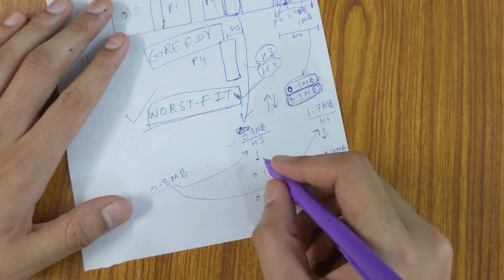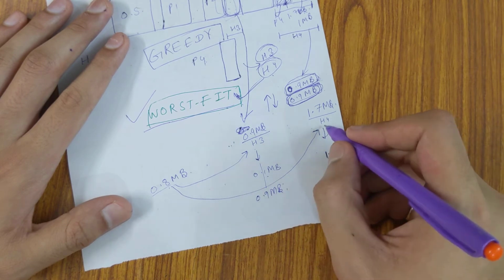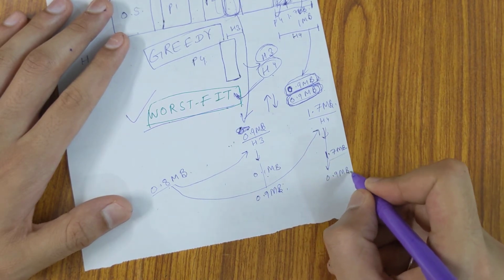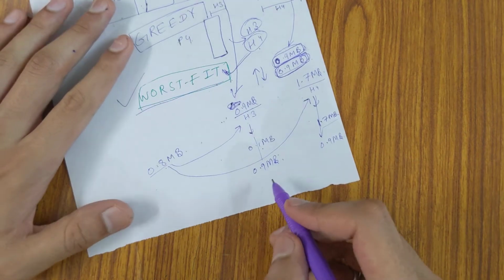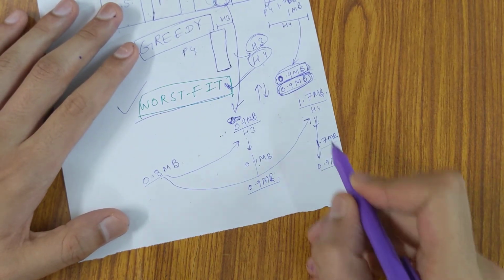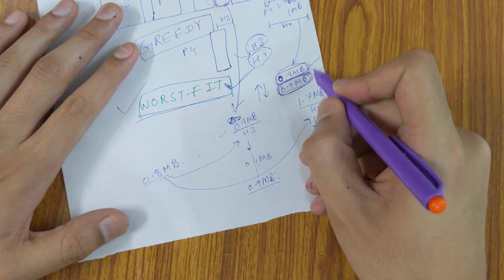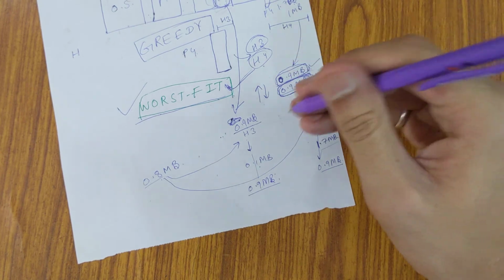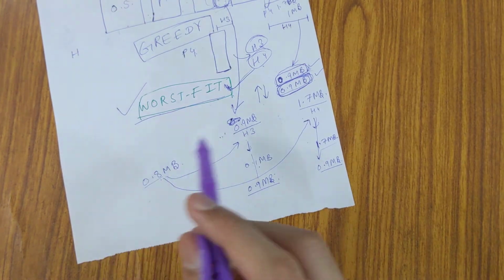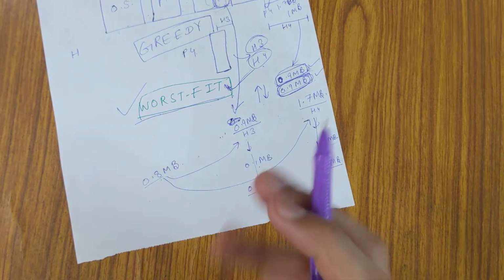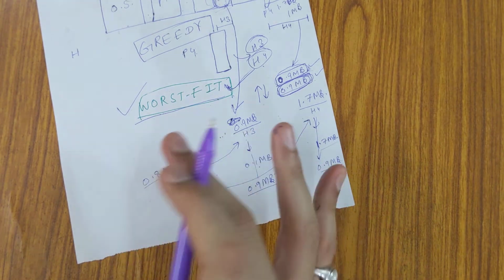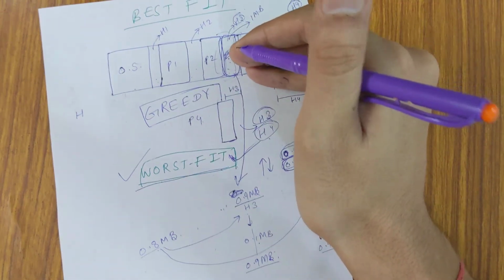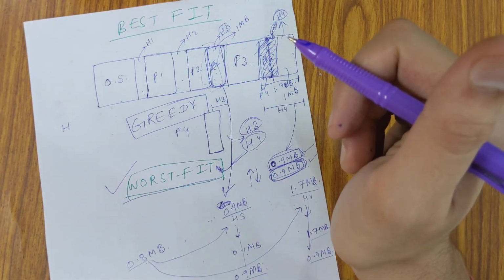hole left as it is, because we are not using it, and out of this 1.7 MB we have 0.9 MB left, and we can allocate these two to our newly arrived processes which have average memory requirements. So this is how in these kinds of scenarios the worst fit algorithm is better suited than the greedy best fit algorithm.